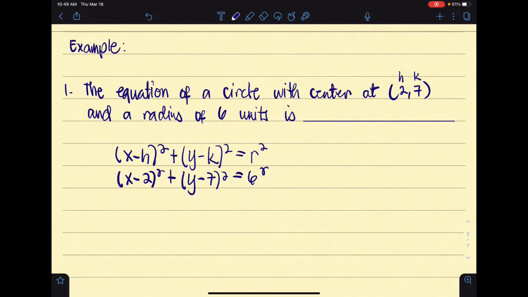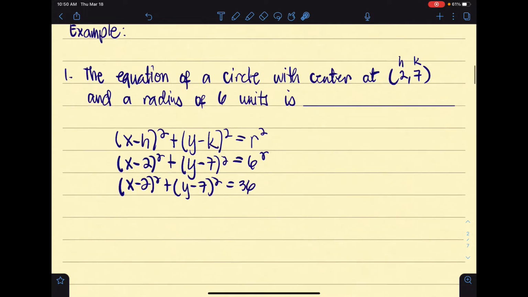Now, 6 squared is not yet in its simplest form, so we can have another step to express the equation of our circle: x minus 2 squared plus y minus 7 squared equals, and we know that 6 squared is equal to 36. This is now the final answer. This is the equation of the circle described in item number 1.